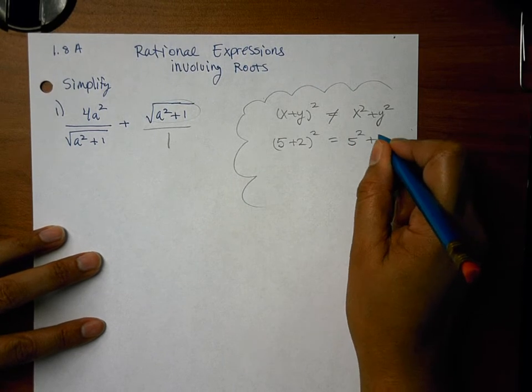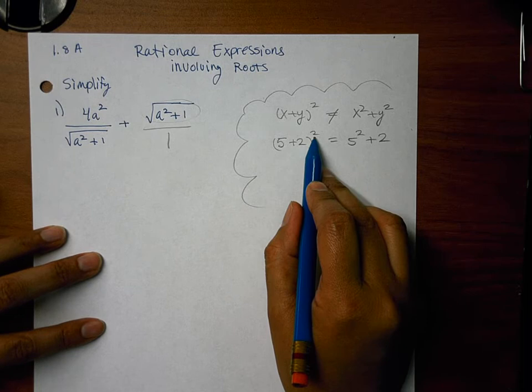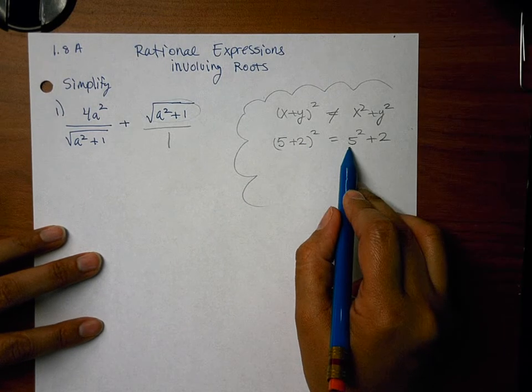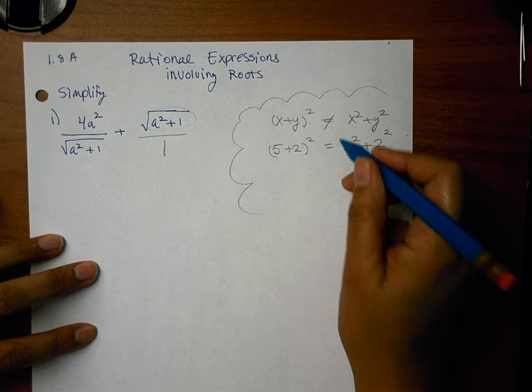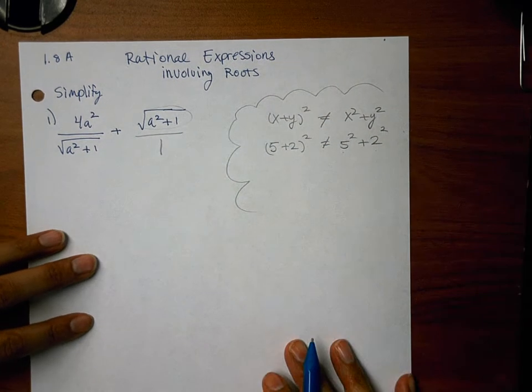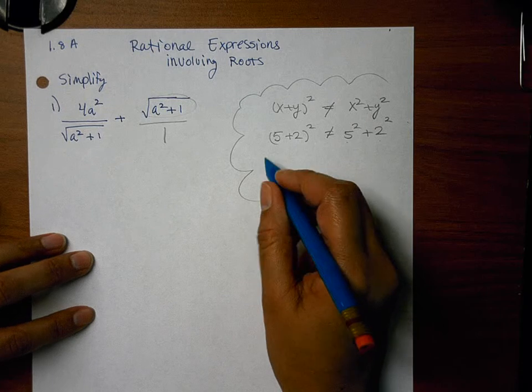Are those equal? Order of operations, I would do 5 plus 2 is 7. 7 squared is 49. Is that going to equal... I forgot to put my square there. Is that going to equal 25 plus 4? It is not. Mathematically incorrect to distribute your exponent when there's an addition or subtraction inside.